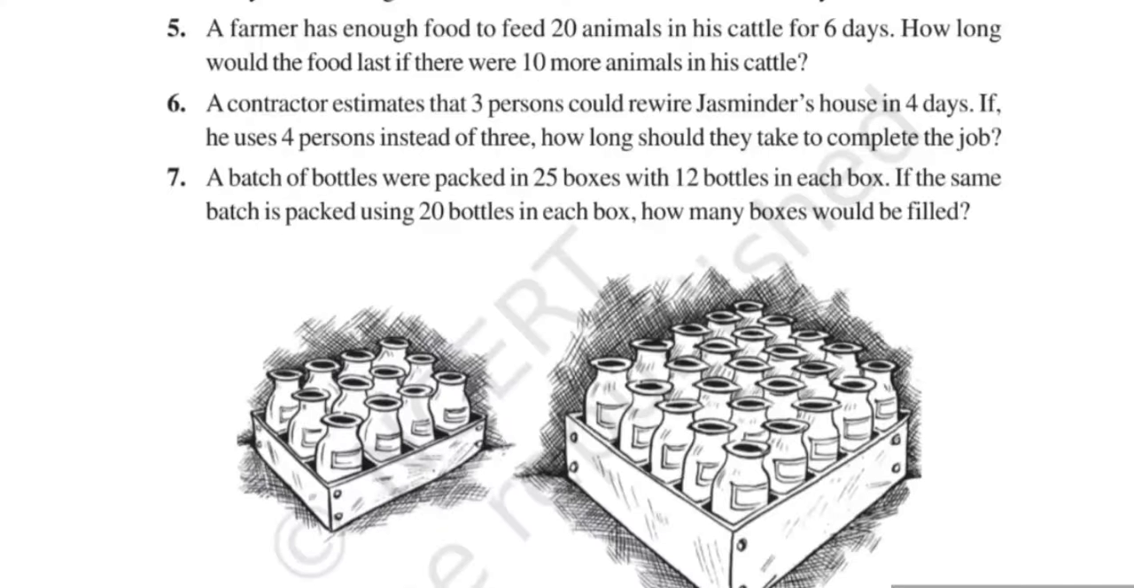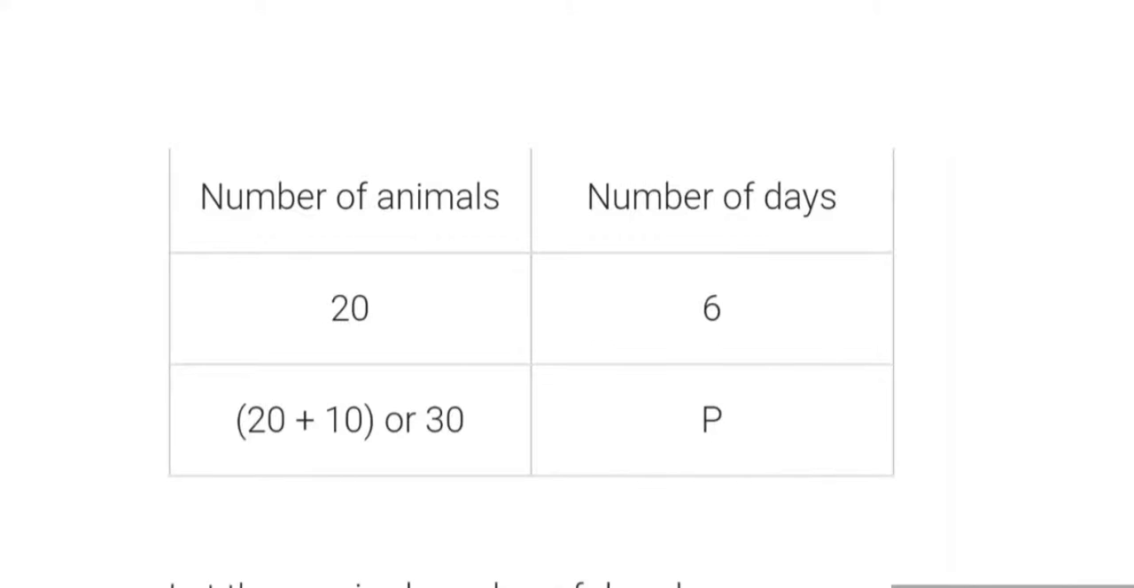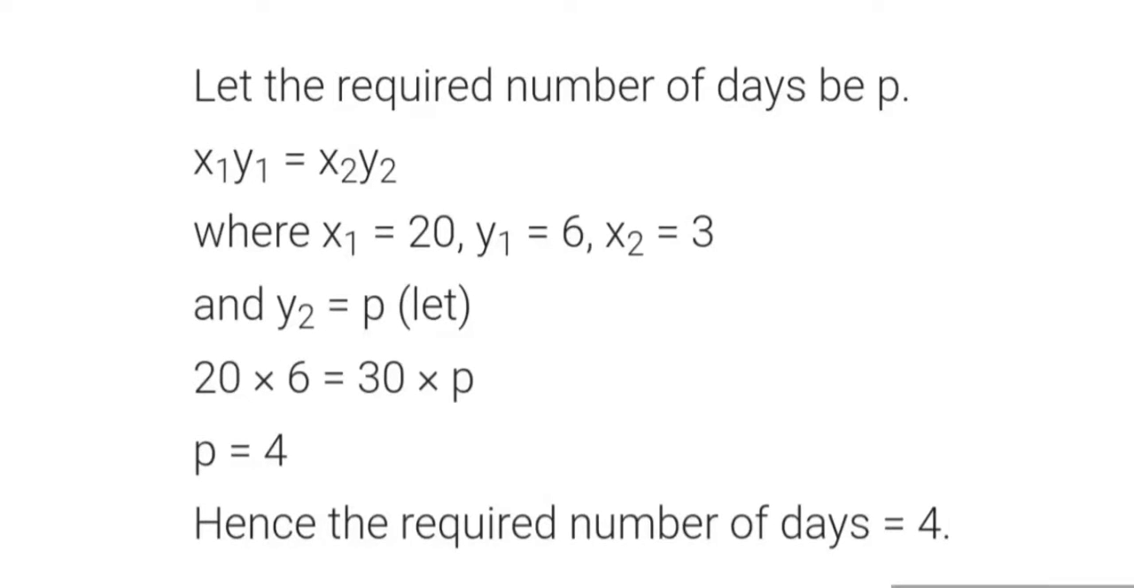Now see question number 5. A farmer has enough food to feed 20 animals in his cattle for 6 days. How long would the food last if there were 10 more animals in his cattle? Here we will add 10. So make the table. The number of animals is 20, so the number of days is 6. Now the number of animals is 30, so the number of days, suppose it is P. So it is in inverse proportion. So 20 into 6 is equal to 30 into P. So P is equal to 20 into 6 upon 30. So P is equal to 4.